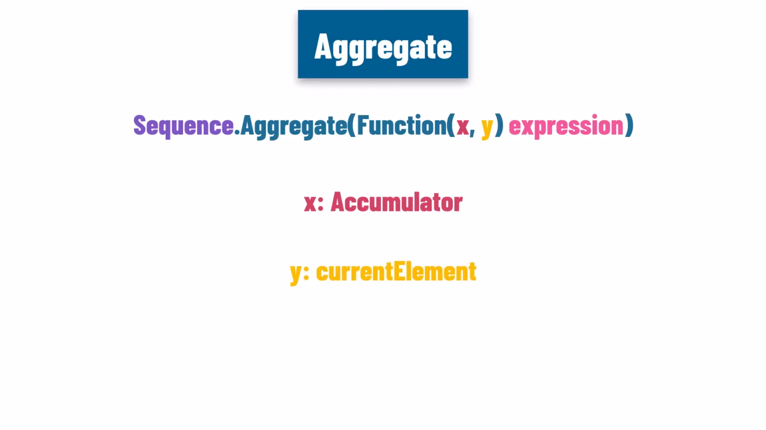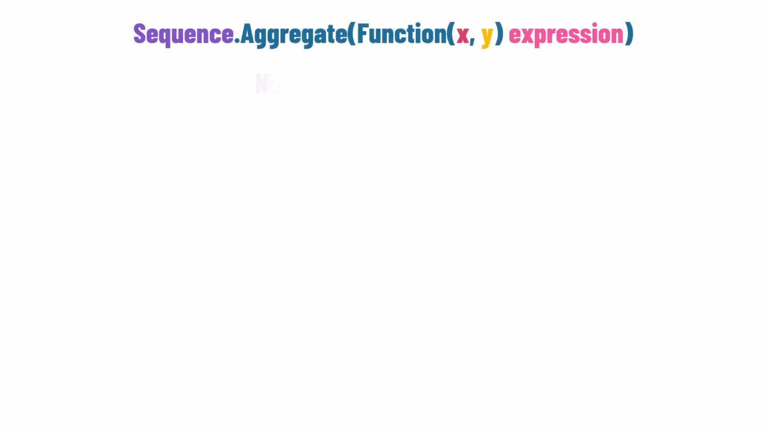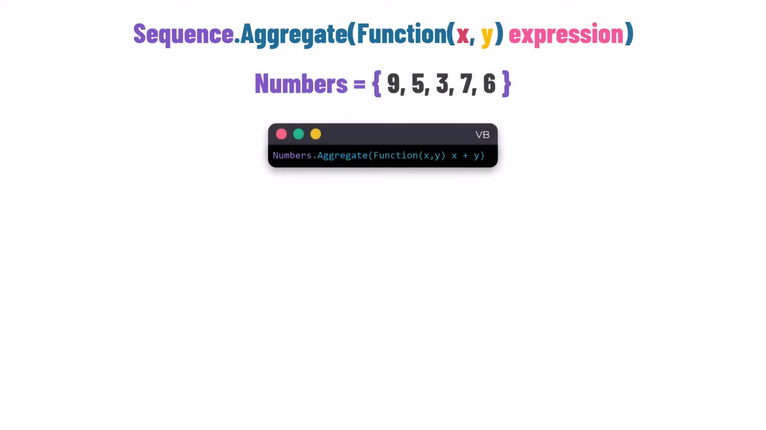Let's go through an example to make this clearer. Imagine you have an array of 5 integers. Here's how you can use aggregate to add up all these numbers. We will go through each step to understand how it works. In the first step, the variable x represents the content of the first element inside the array, which is 9. And the variable y takes the value of the next number, which is 5. The rule here is to add them together, so 9 plus 5 equals 14.